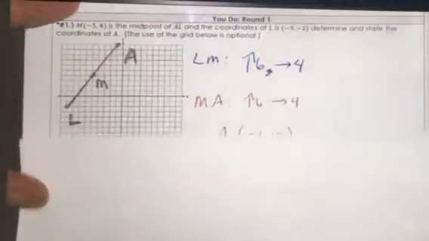I hope I did this problem right. Oh yeah, I did a good job here. All right.